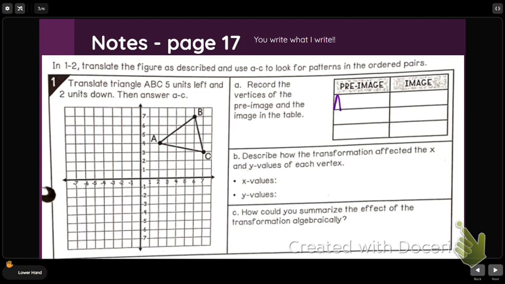So let's start with the pre-image. We have A is at 2, 4. B is at 6, 7. And C is at 7, 3. So those are our original coordinates. And then we're actually going to go ahead and translate this triangle 5 units to the left and 3 units down. So with each of our points, we're going to go 5 left, 1, 2, 3, 4, 5, and 2 down, 1, 2. So that's going to be our new A coordinate.